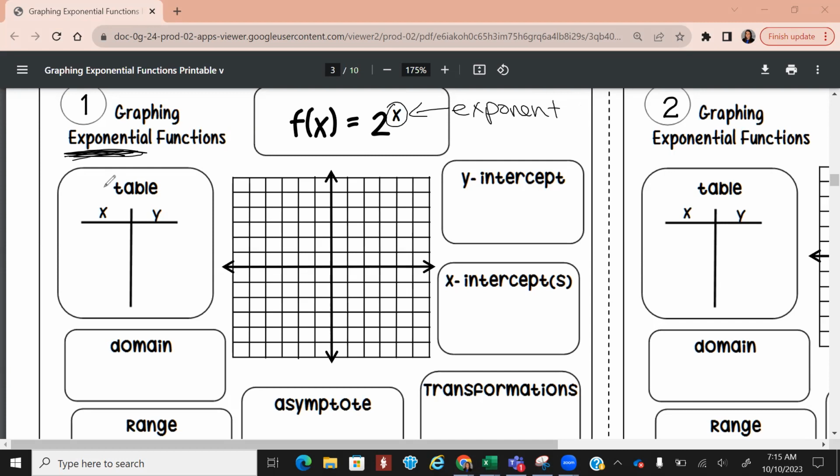On the table, we're going to fill in some x and y values, and then we're going to actually graph it.